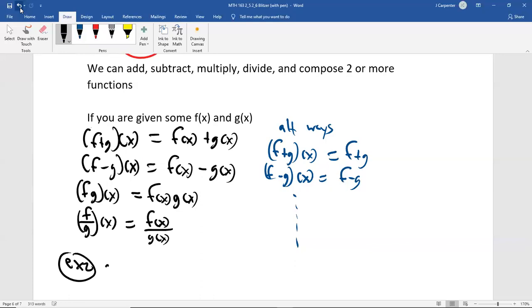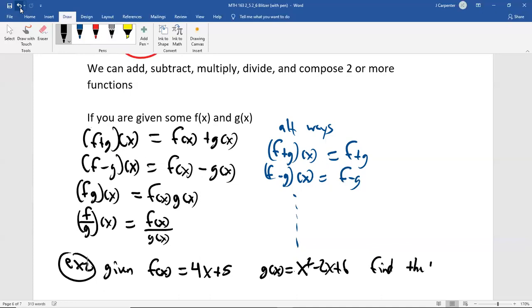So given that f of x is equal to 4x plus 5, and g of x is equal to x squared minus 2x plus 6, we're going to find the 4 above. So your homework quite often is going to just tell you to find all 4 of these things. Are those the only 4 things we're interested in the world?